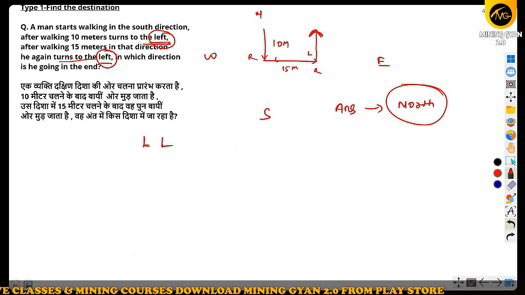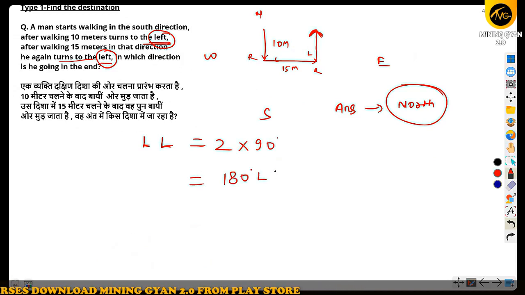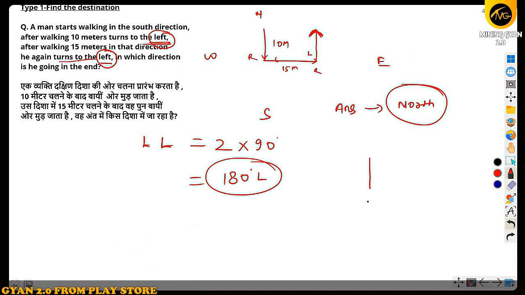So just write down L and L is equal to 2 times, and multiply by 90 degrees. Okay, it will be 180 degrees left. 180 degrees left, that means first he was running in the south direction, and 180 degrees left, that means one time and the second time. So it's the direction from which he already started walking.